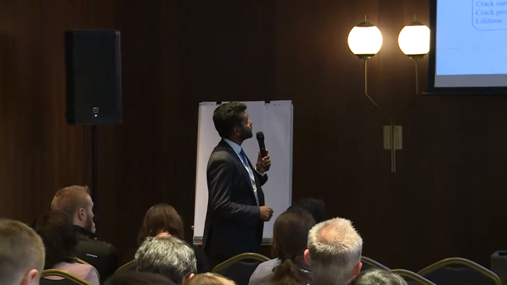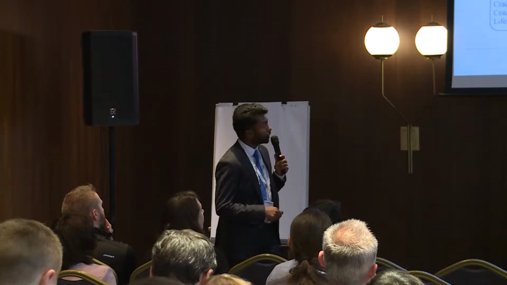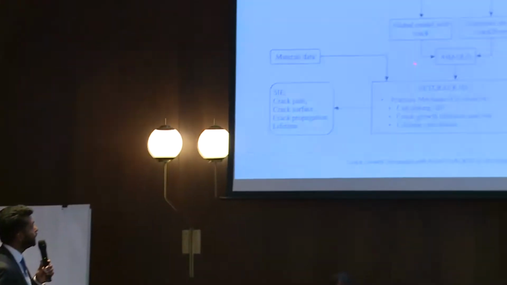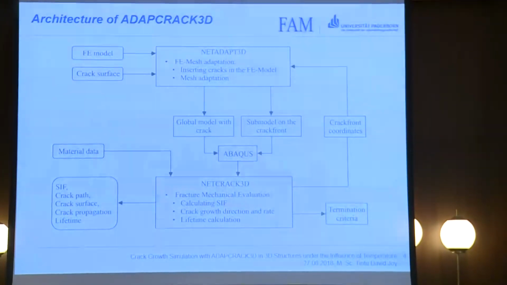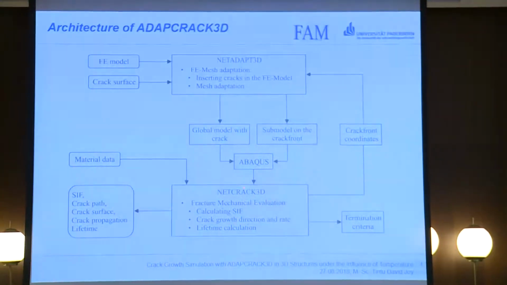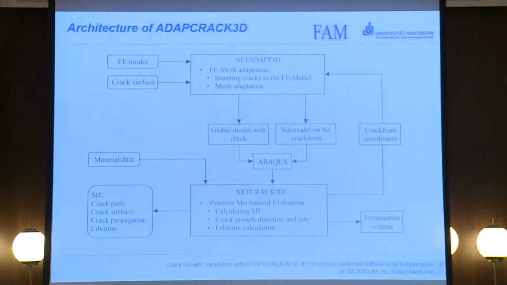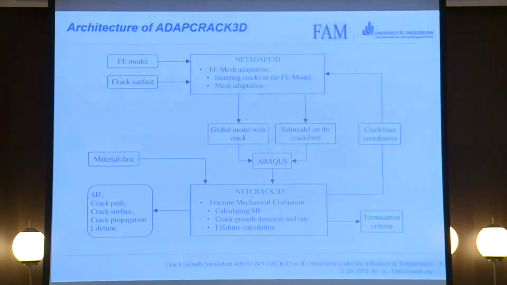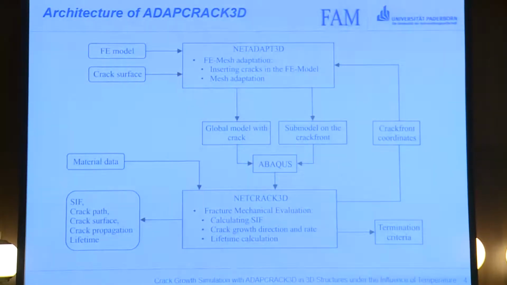So this is the complete structure of ADAPCRACK3D, and it basically consists of two modules, NetAdapt3D and NetCrack3D. In NetAdapt, we do all the mesh adaptation work. NetAdapt will remesh the model for every step, and NetCrack3D does all the fracture mechanical evaluation. The user can give the finite element model to NetAdapt along with the crack surface. The crack surface will give information about the shape of the crack and the position of the crack in this FE model. And NetAdapt3D will generate a global model with the crack open.